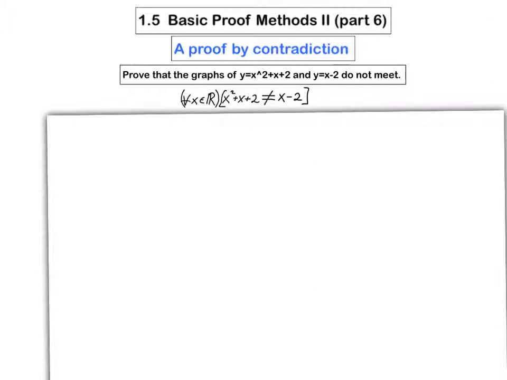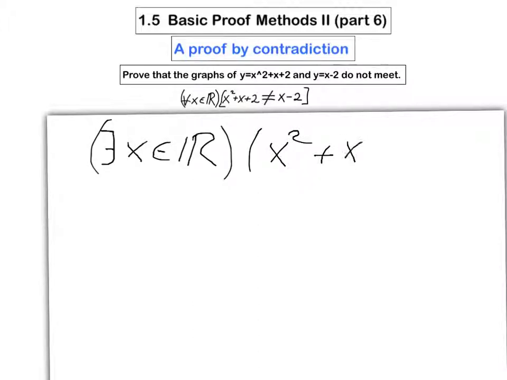So let's do some calculation to see what's involved with this. Remember, the first step is to assume that the negation of this is true. So let's write down what the negation says. It says there exists a real number x such that the negation of this thing happens. In other words, x squared plus x plus 2 is equal to x minus 2. Okay, so we're going to begin the proof by saying, suppose there exists a real number x such that this happens. And then we'll do a little calculation to see if we can get a contradiction.